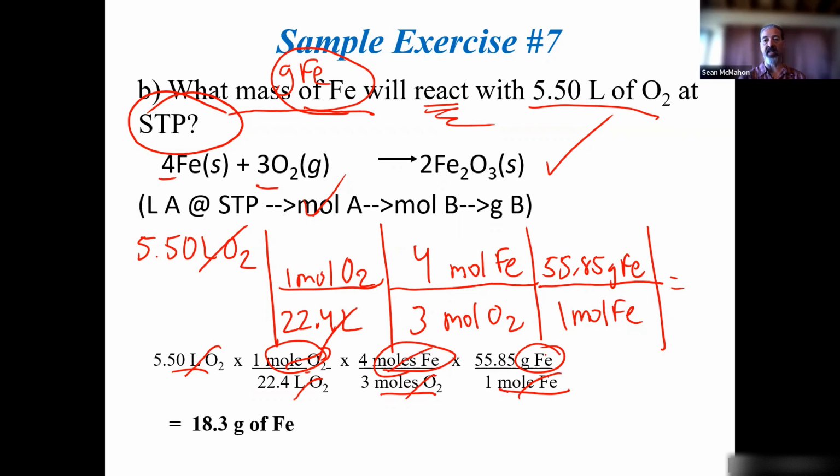Which again makes sense because 5.5 liters, it's not quite a mole. It's a 3 to 4 mole ratio. So I'm definitely going to get less than the 55.85 grams.